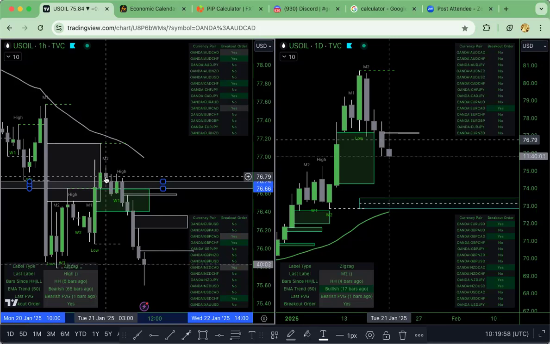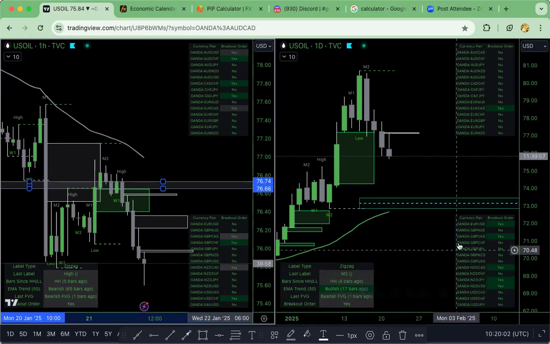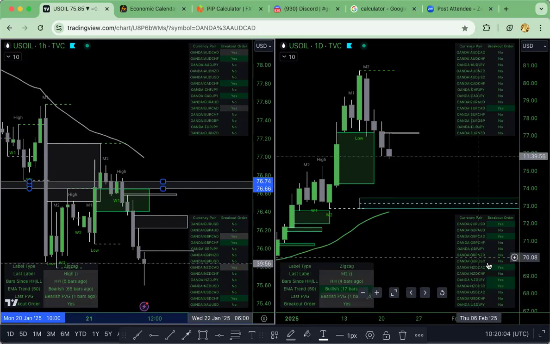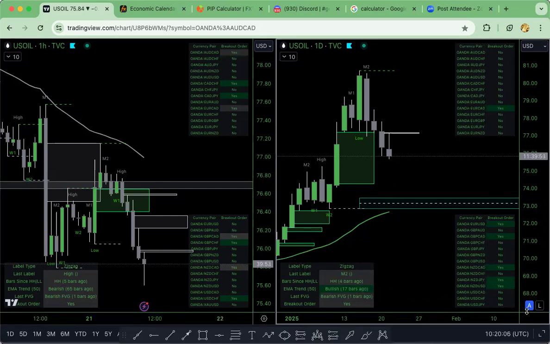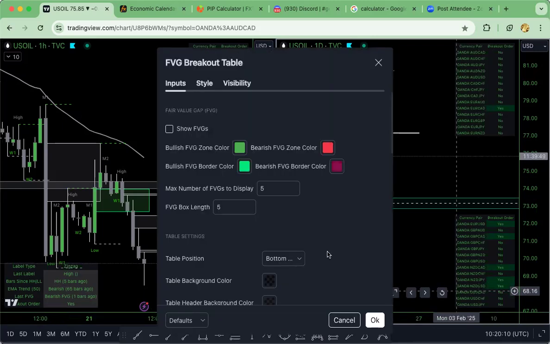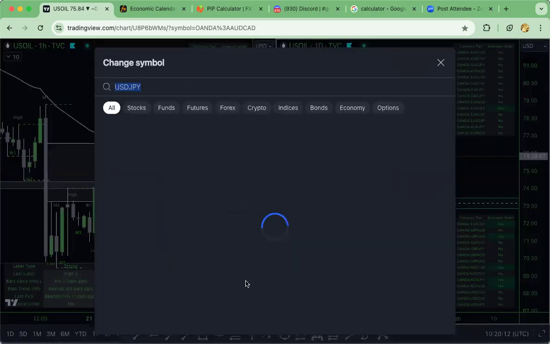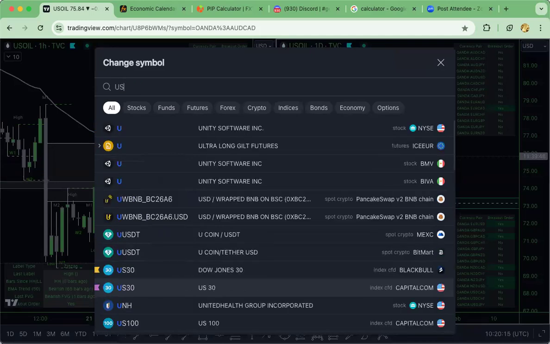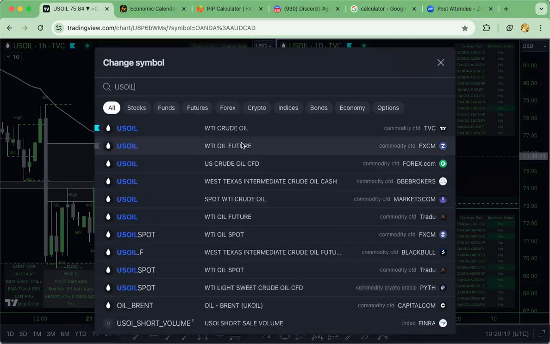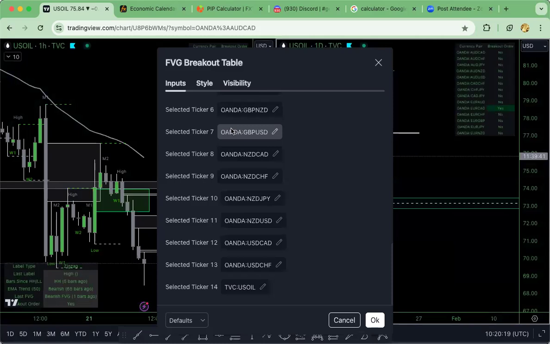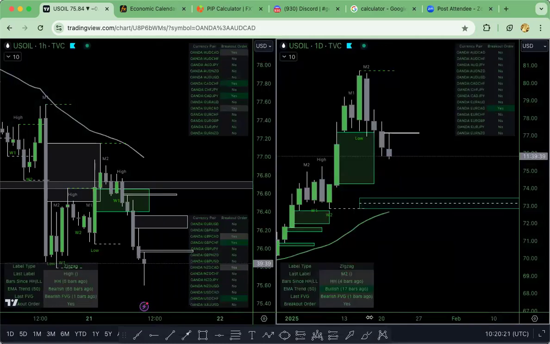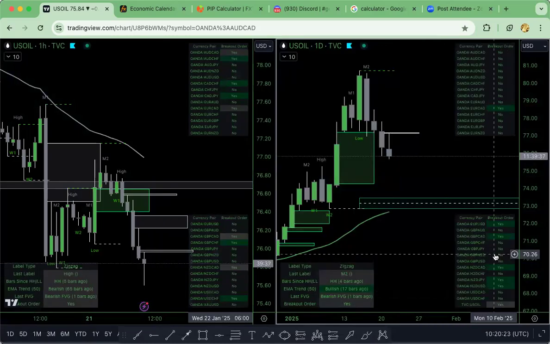How easy. Remember the indicator, if you added US oil to here, we would have had the breakout order telling us it's right here. So let's even see if we add it. I haven't added US oil. Let's see. Hopefully it's not bugged. I haven't tested US oil. Let's just put it there. TVC. See what happens. There you go.